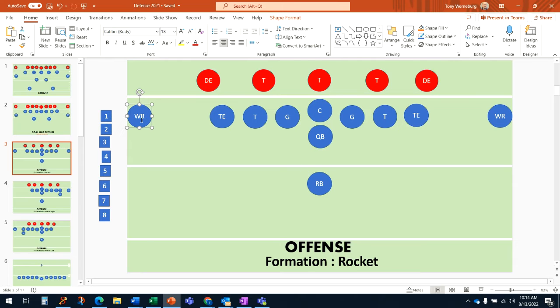So to review the players, we have wide receiver, tight end, tackle, guard, center, guard, tackle, tight end, wide receiver, quarterback or one back, running back or four back. Okay. Now, holes. When we call a play, we're going to say something like 41 or 47 or 46 or rocket 43, rocket 42, rocket 45.